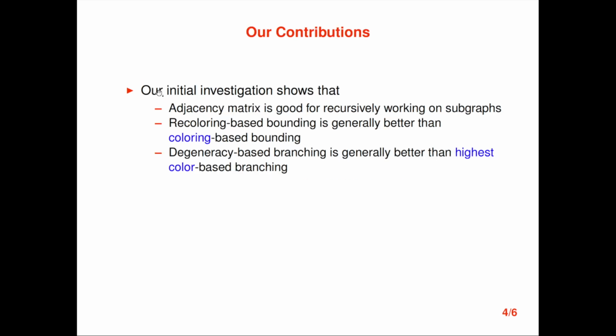Our initial investigation shows that adjacency matrix is good for recursively working on subgraphs. It also shows that recoloring-based bounding is generally better than coloring-based bounding. Also, degeneracy-based branching is generally better than highest color-based branching.